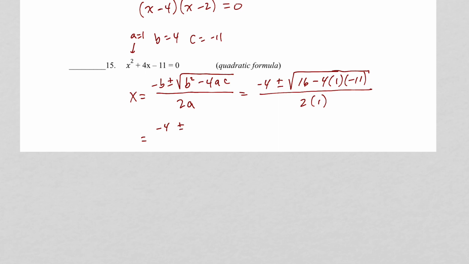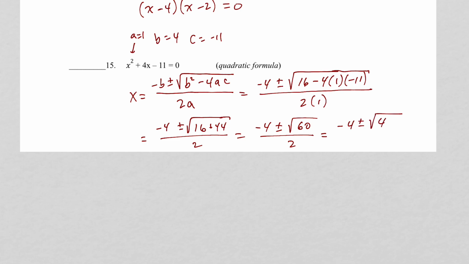So this is going to be negative 4 plus and minus the square root of 16. This all adds up to or multiplies to a positive 44 all over 2. 16 plus 44 is 60 all over 2. 60 is not a perfect square, so we'll rewrite the 60 as 4, because 4 is a perfect square, times 15 all over 2. And we'll take out the 4 by square rooting, and it'll become a 2. So this is equal to negative 4 plus and minus 2 root 15 all over 2.